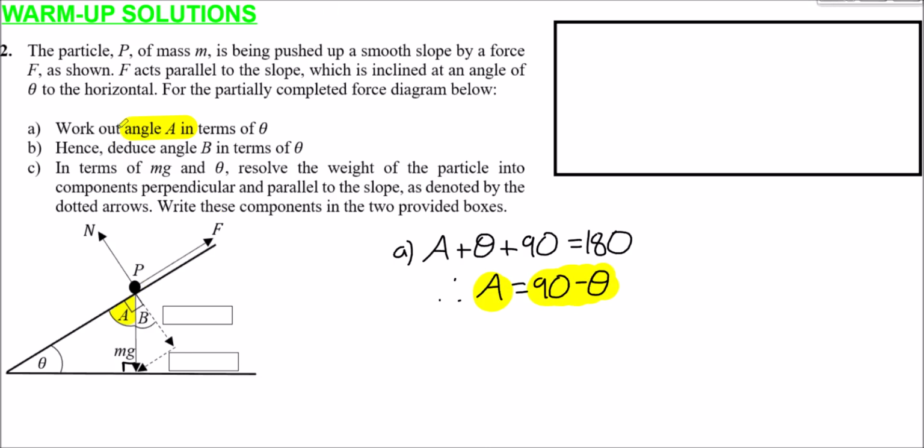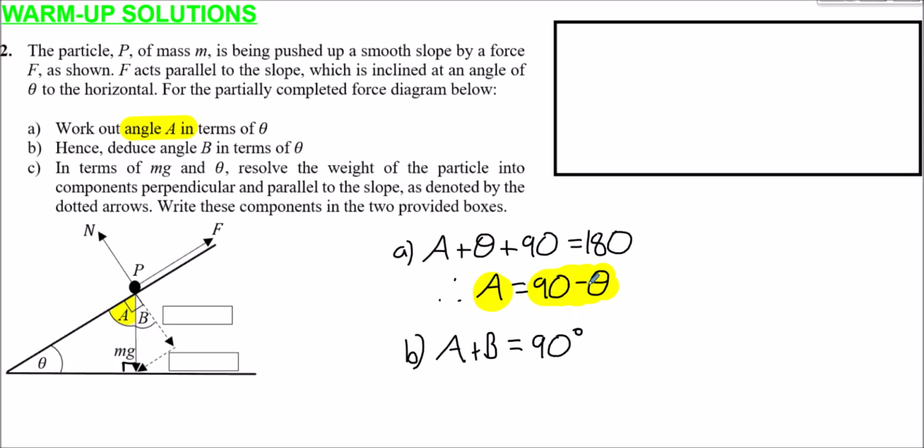Then, for part B, we need to deduce angle B in terms of theta. The way I've drawn this here, I've drawn a component of a weight, where the weight is mg, acting parallel to the normal reaction force. And so this is acting perpendicular to the slope. And so this angle here, A and B, add together to make a right angle as shown. So we can say that A plus B equals 90 degrees.